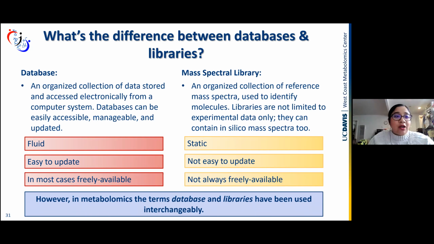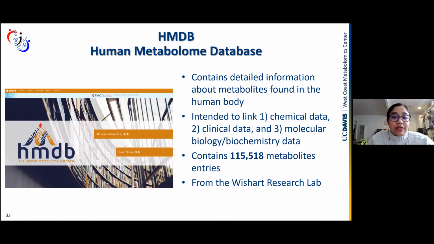When I started out as a novice grad student, I was always confused about this, but you learn quickly that people are actually referring to the same thing. HMDB, the Human Metabolome Database, is very popular. It comes from the Wishart Research Lab, and it contains detailed information about metabolites found in the human body. The database was first created to link three types of data: chemical data, clinical data, and molecular biology and biochemistry data. So it does this very well.